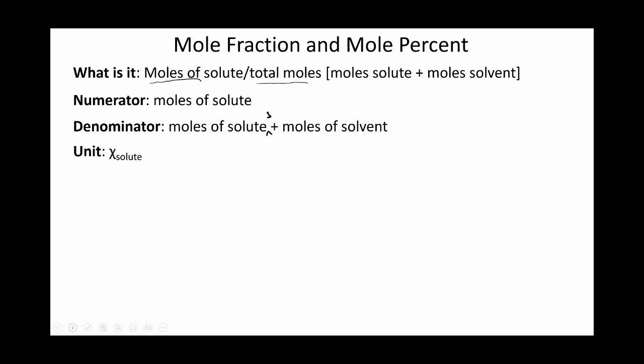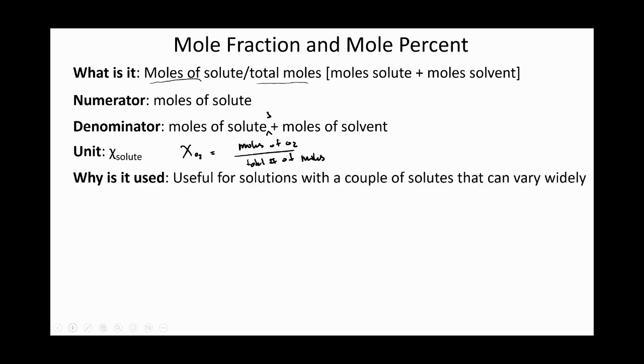Our unit here is chi, this X from the Greek alphabet, and then we put solute in subscript to say whatever we're talking about. So far we're just doing the mole fraction. The mole fraction of O2 is the moles of O2 divided by the total number of moles of whatever we're talking about. This gets widely used when we're talking about solutions with a couple of different solutes that can vary widely depending on how they're prepared.